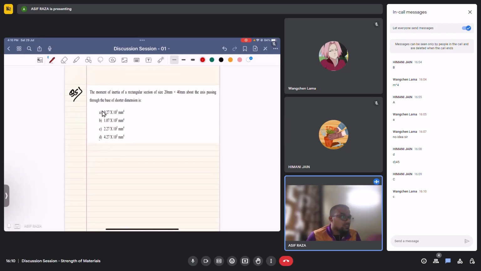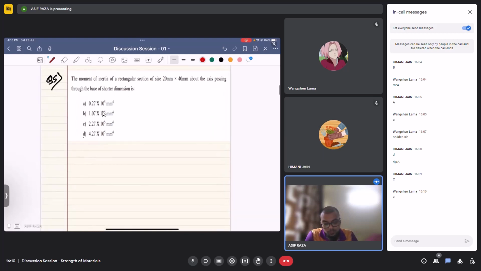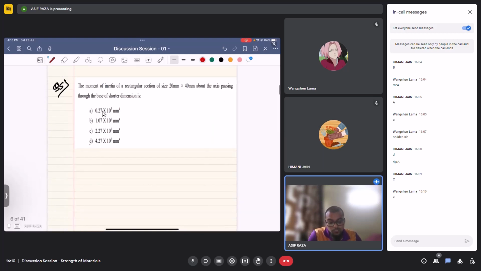Now the question is, okay, I'll zoom in a bit. The moment of inertia of a rectangular section 20 mm by 40 mm about the axis passing through the base of shorter dimension is, and the options are all these four. So it would be tough to say directly, so I would try to solve.